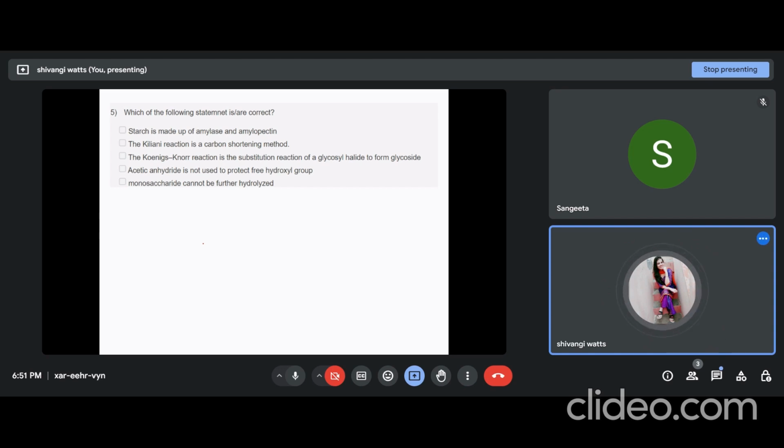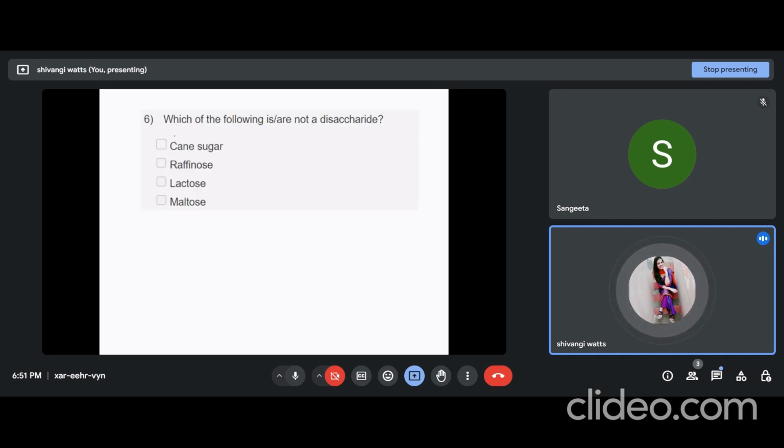Monosaccharide cannot be further hydrolyzed. So this is true. If we hydrolyze a disaccharide, we will get two monosaccharides, but a monosaccharide will not be further hydrolyzed. Also, starch is made of amylose and amylopectin, this we also know. And the Koenigs-Knorr reaction is the substitution reaction of a glycosyl halide to form glycoside. So these three options are the right options.